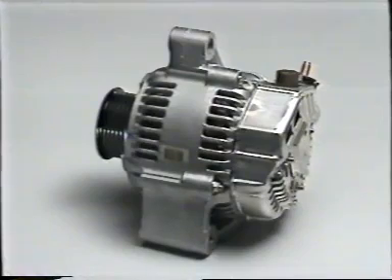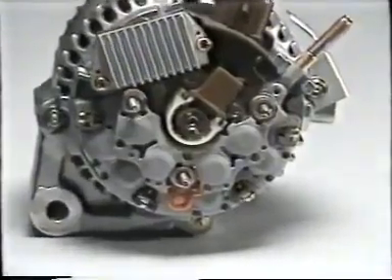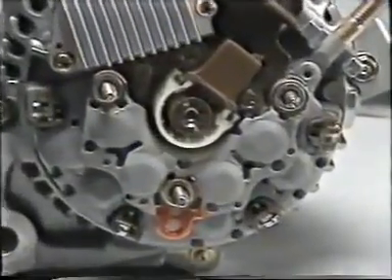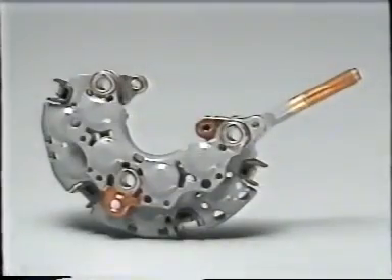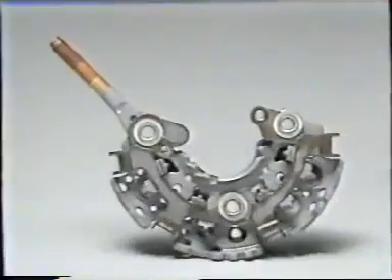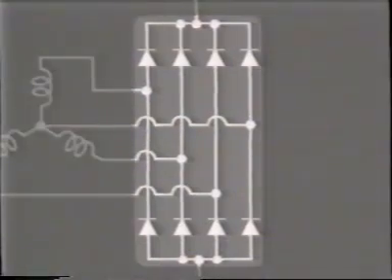So how can we obtain a direct current from alternating current? This is done by using a rectifier. The rectifier, which is a device for converting AC to DC, is installed on the rear end frame of the alternator. The circuit diagram shows that it contains several diodes, which allow current to flow in one direction only.